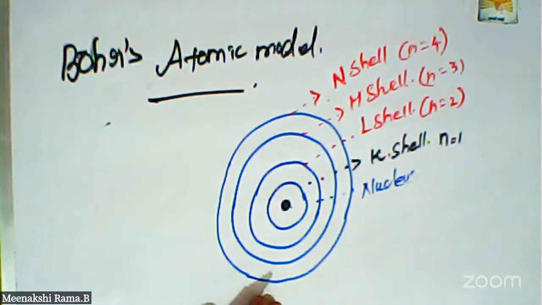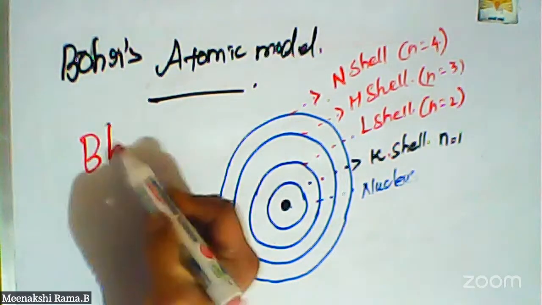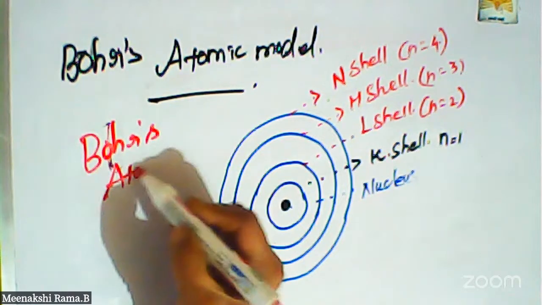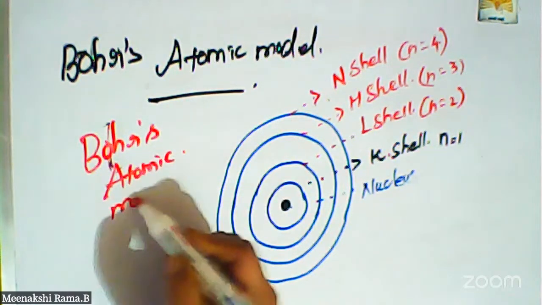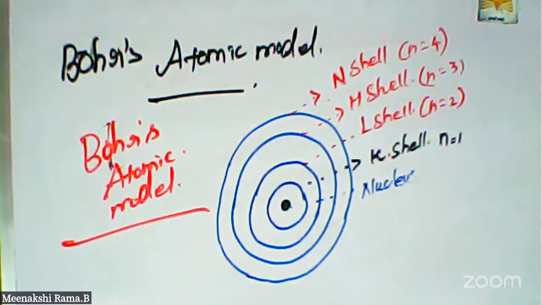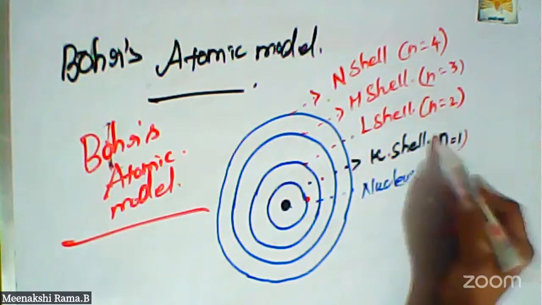So this is the model of Bohr's atomic model: the energy levels around the nucleus in an atom. This is called the Bohr atomic model. This is the structure of an atom. The orbit closest to the nucleus is called the first shell, the K shell. It has the least amount of energy, so that number is 1 only.